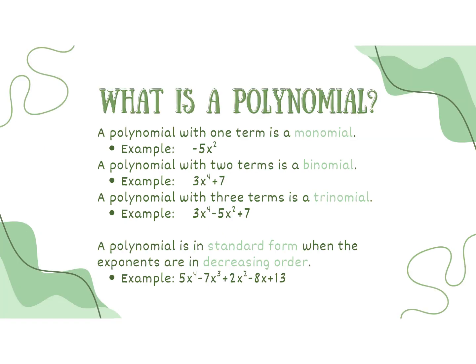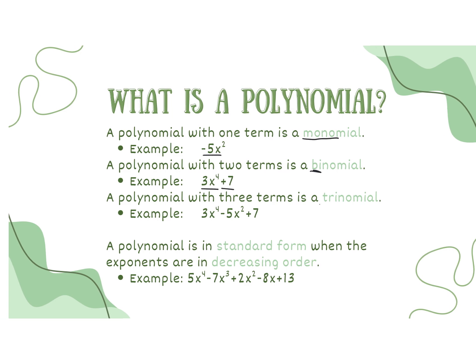All right, more words regarding polynomials. A monomial, that prefix mono just means one, is a polynomial with one term. So for example, negative 5x squared is a monomial. A polynomial with two terms, right, that prefix bi means two, is a binomial. So something like 3x to the 4th plus 7 has two terms. And 3 terms is a trinomial. That prefix tri means 3, right? So 1, 2, 3 terms.